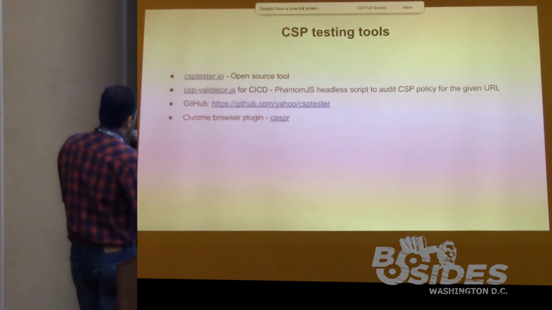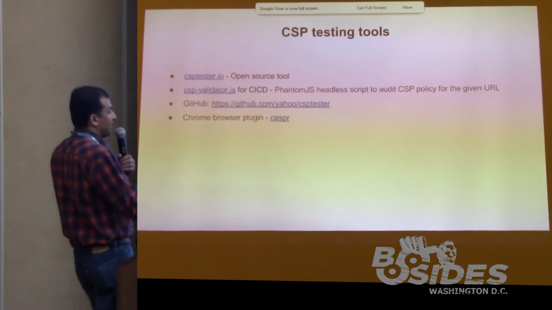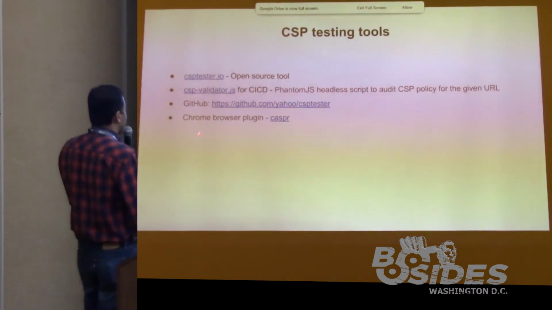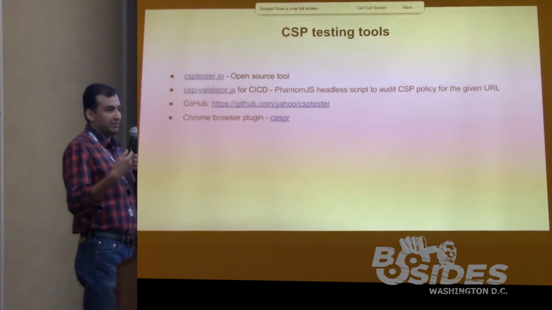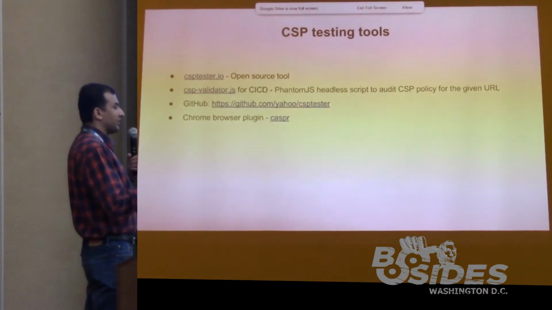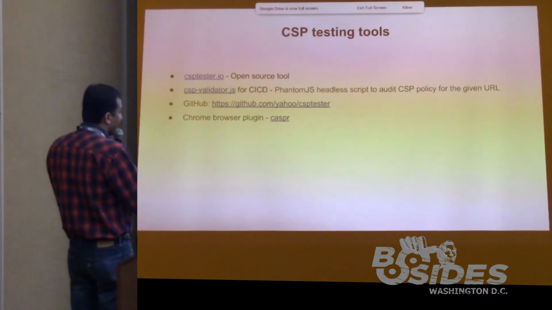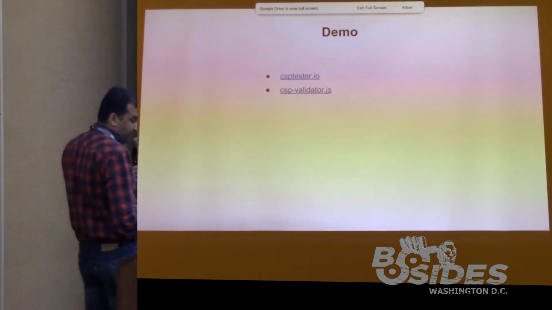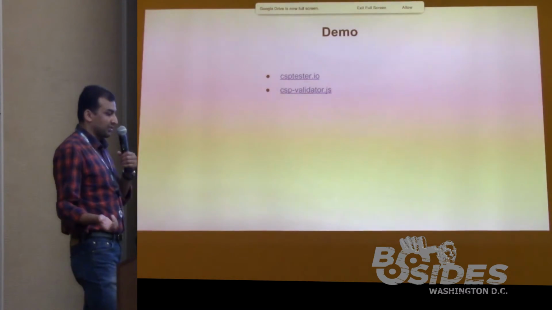Another one is a CSP validator. You can modify it in whatever way and deploy it in your CI/CD, and it will check for any kind of CSP misconfigurations. The Chrome browser plugin is also a very useful tool if you want to initially come up with a policy. You can create a policy without making any changes to your application, and can do much more than that. I'll give you a brief demo of CSP Tester.io, how it looks and how it works.